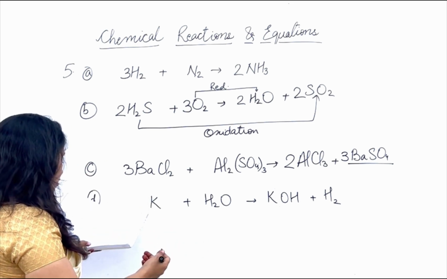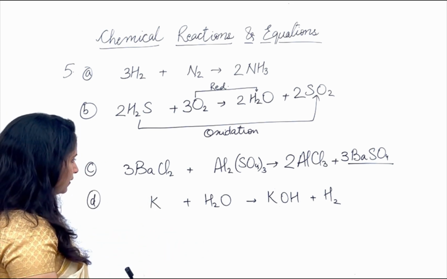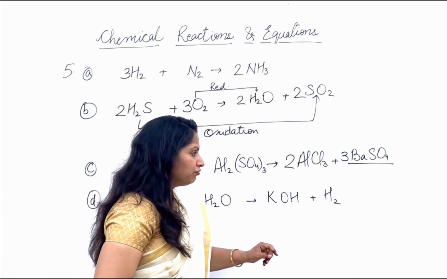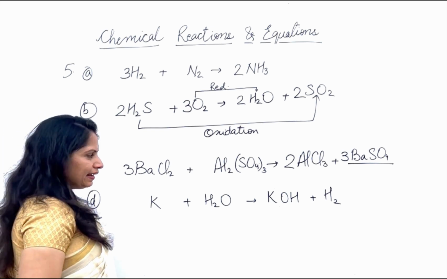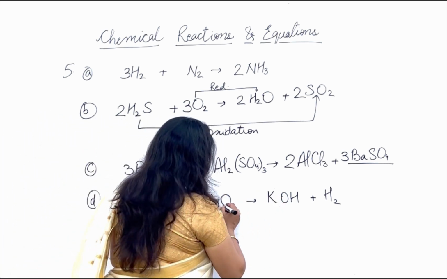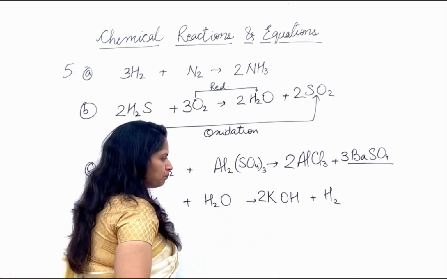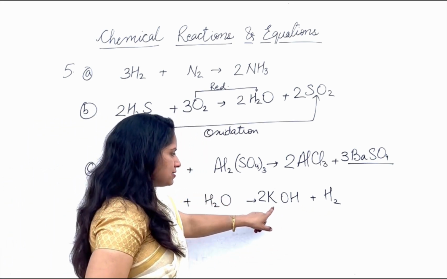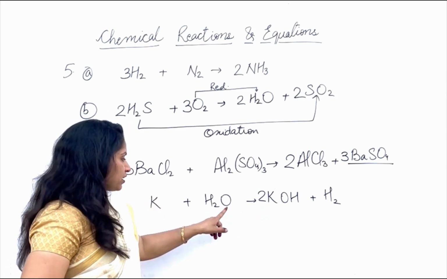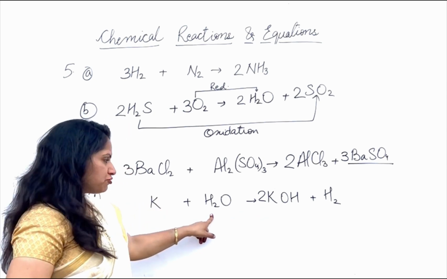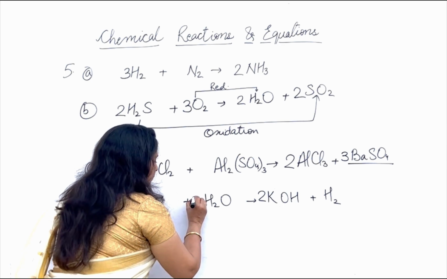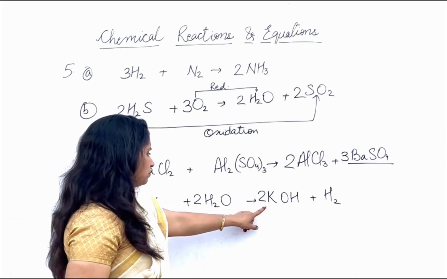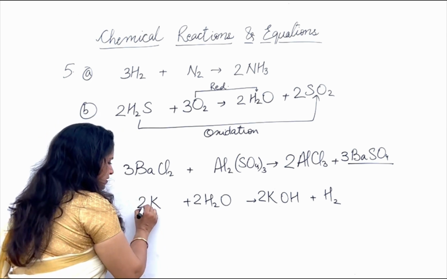Now let us balance that. Here I have 2 hydrogen atoms. Here I have 3. So at least we need to just make it 2 this side. So now how many hydrogen atoms are there? 2 plus 2, that is 4. Here I have just 2 hydrogen atoms. To make it 4, I'll multiply it with 2. Now let's see if it's balanced or not. Potassium, I have to make 2 this side.